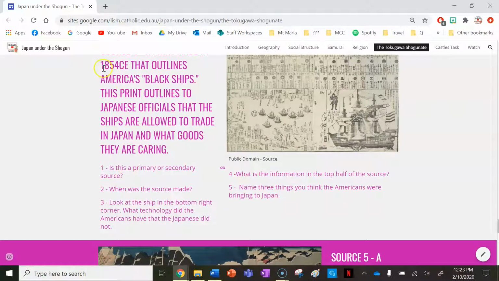When was the source made? You can see it's got it in the description there. Look at the ship on the bottom right corner. What technology did the Americans have that the Japanese did not? So we can see in this picture here, we've got steam power.